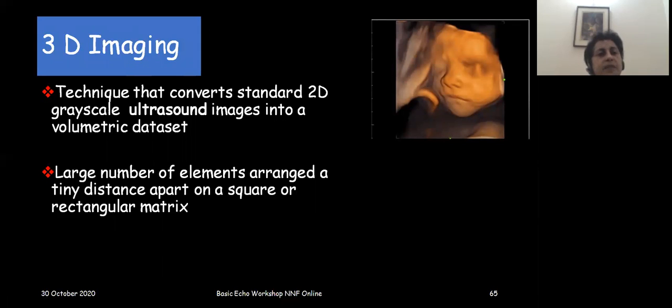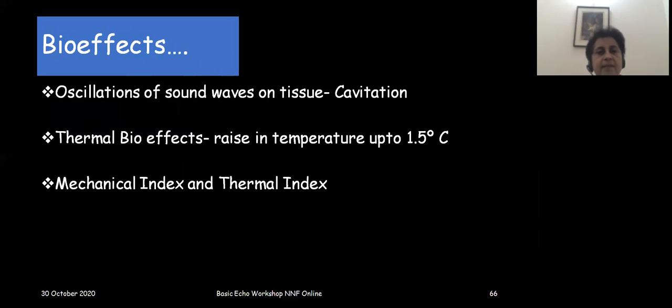Next, coming to 3D imaging, just a brief mention. This converts the standard 2D grayscale into a volumetric data set. It is used particularly in surface anatomy, in antenatal ultrasounds, where each structure of the baby's anatomy can be well seen. It is done by creating a rectangular or a square matrix and sending a beam through. I won't go into greater detail than this.